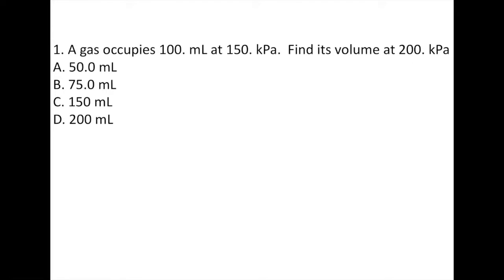Let's start with problem number 1. A gas occupies 100 ml at 150 kilopascals. Find its volume at 200 kilopascals. Let's first identify the variables. 100 ml is the volume 1, 150 kilopascal is the pressure 1, and 200 kilopascal is the pressure 2, and we are asked for the volume.